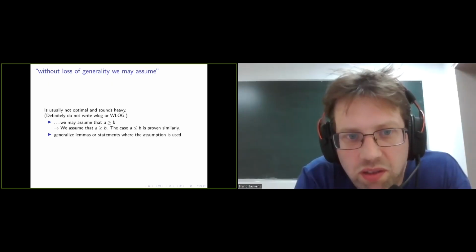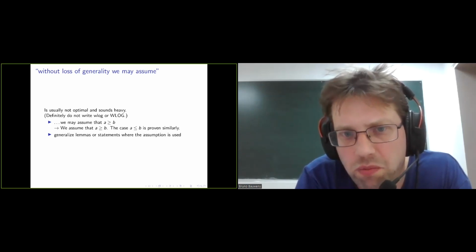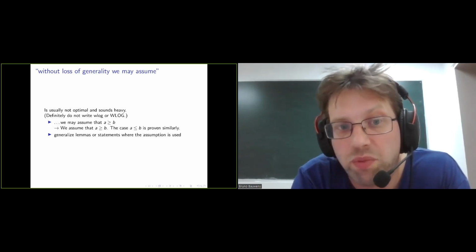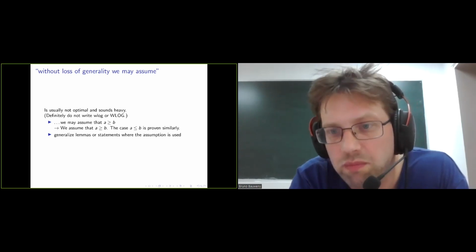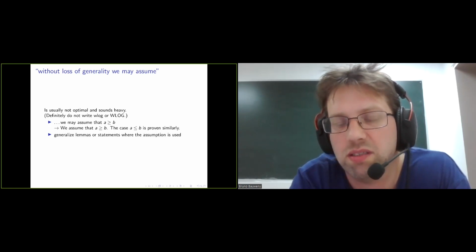The statement of the theorem does not change if we replace each appearance of A by B and vice versa. I didn't write it on the slide, but imagine we have a theorem that has this property, then we can start our proof in this case.